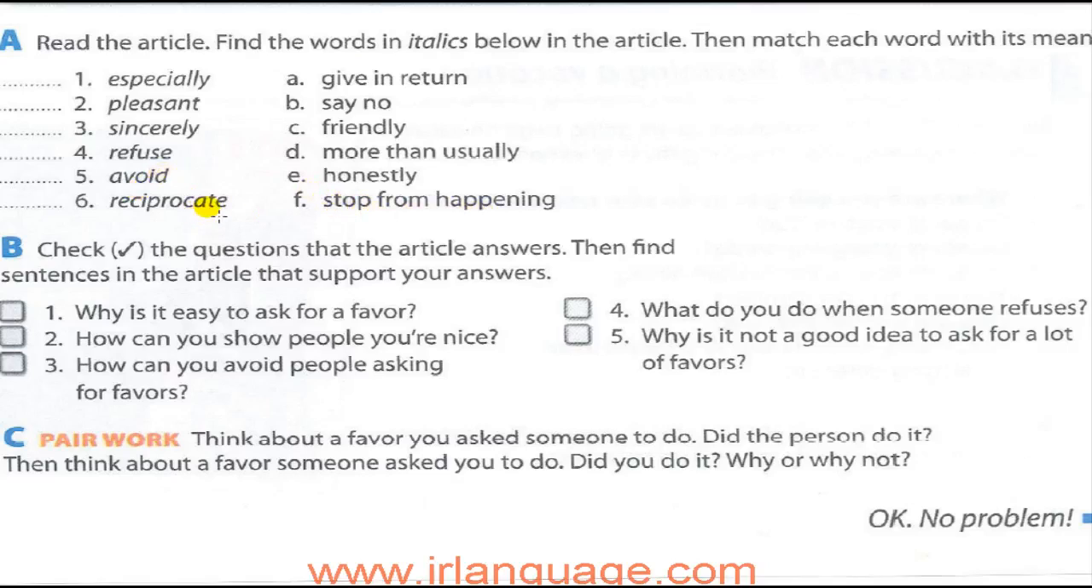Reciprocate. This is number 6. A, give and return. Reciprocate. Give and return. That's the end of unit number 6. Interchange 2. Wish you all good luck.